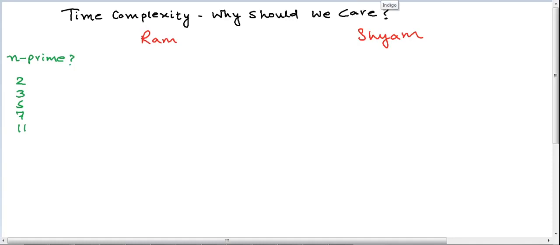Both Ram and Shyam figure out different solutions to the problem. Ram says that, hey, I'll try dividing n by all numbers starting 2 all the way till n minus 1, and if I can find any i between 2 to n minus 1 that divides n, then n is not prime.